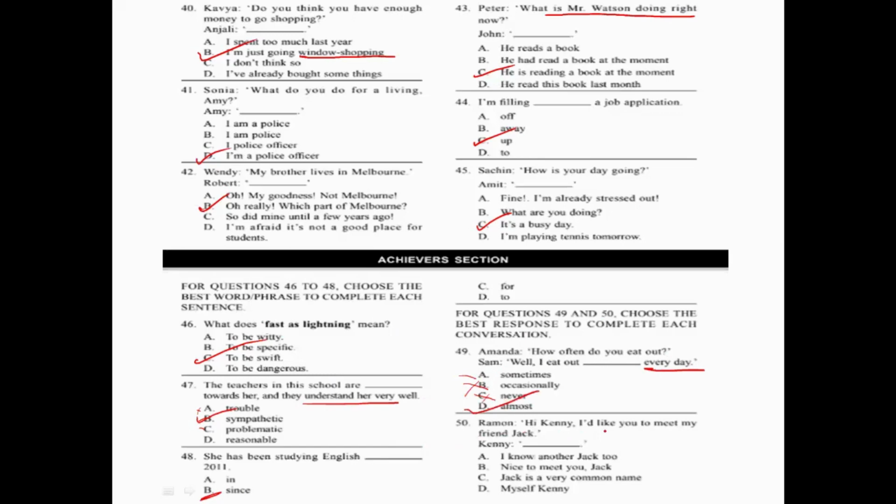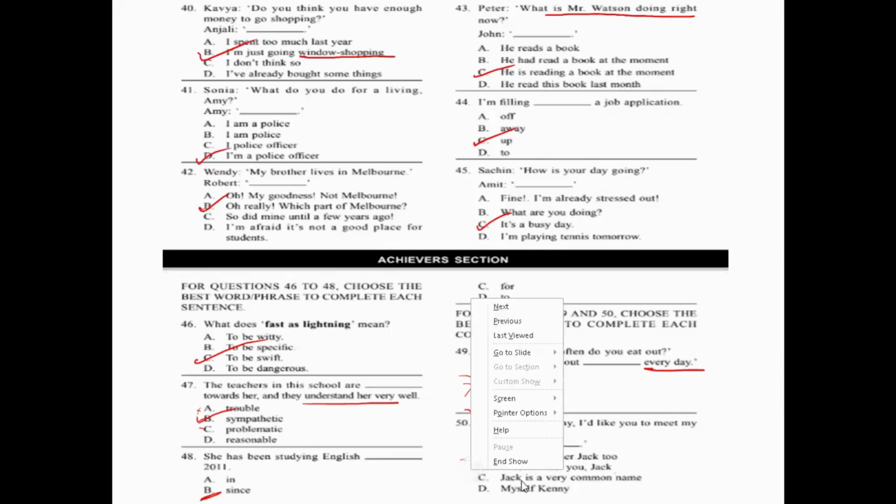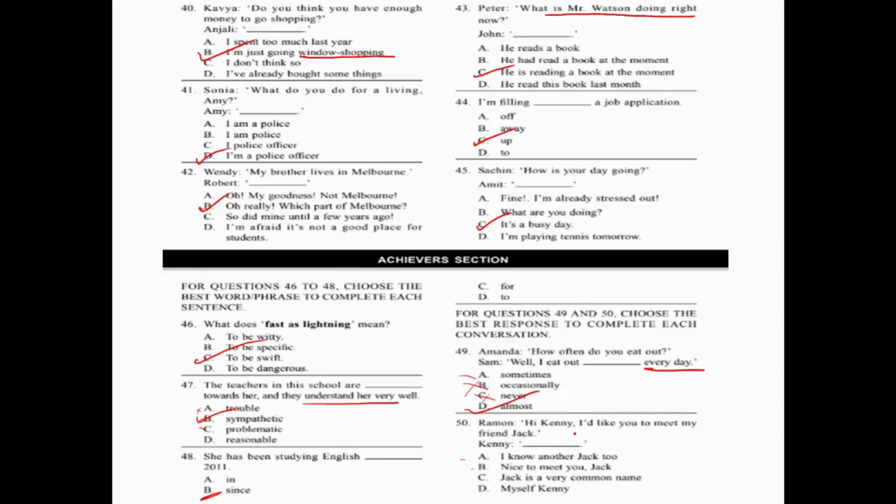Next, Ramon. Hi, Kenny. I would like you to meet my friend Jack. Kenny, I know another Jack too. You can't say this. Nice to meet you, Jack. Yes, we can. This could be the answer. Next, Jack is a very common name. We can't say that. Myself, Kenny. No. When somebody is introducing you to somebody, you have to say nice to meet you and that person's name. So it should be option B. Nice to meet you, Jack. Okay, this is how we have to answer the questions. I hope this is clear to everyone.